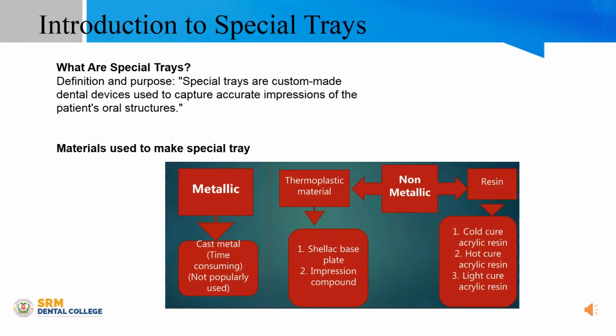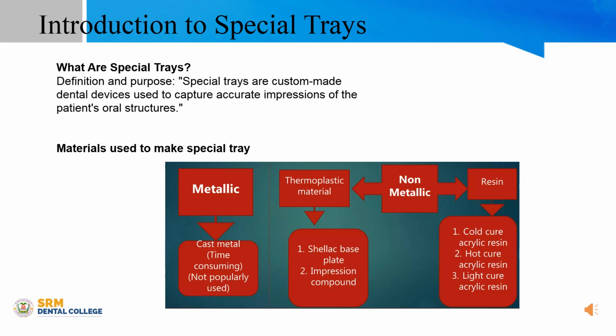Now moving on to the introduction of special trays. What are special trays? Special trays are custom-made dental devices used to capture accurate impressions of the patient's oral structures. The material used to make special tray can be either metallic or non-metallic.